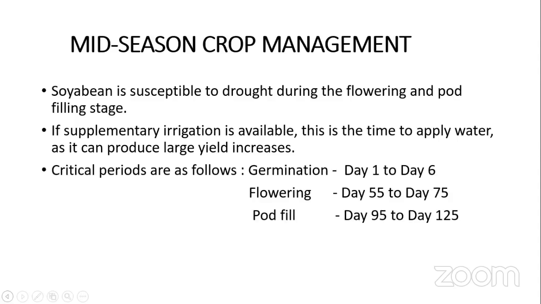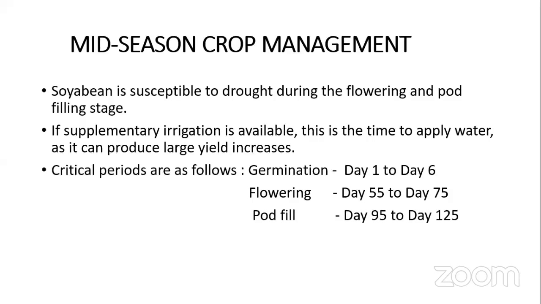So now, soybean is susceptible to drought, especially during its flowering and pod filling stage. So obviously, there comes in the need for supplementary irrigation if it is available, so that we can apply water during these times. I've just tried to put down some critical periods during which a farmer must make sure that moisture or water is applied. If there is a failure to provide sufficient moisture for the crop during those periods, it might result in a very poor yield.